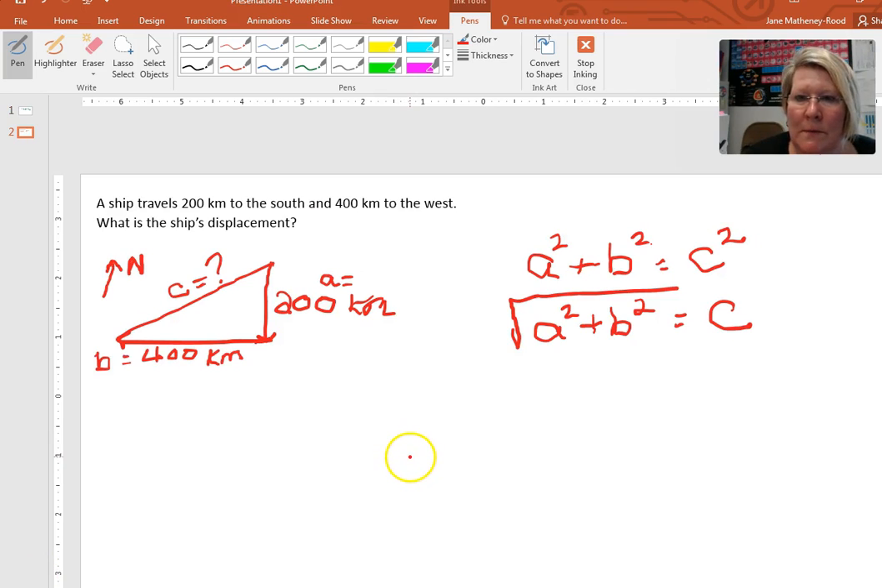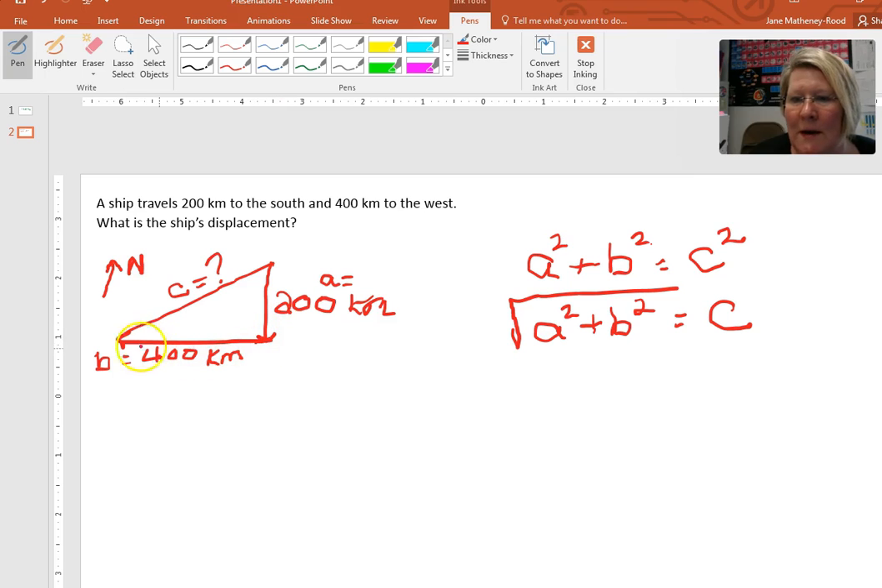In this problem, we are going to add vectors. There are two types of quantities, if you remember in lecture, scalar and vector. When we're changing directions, as we are in this problem, you cannot simply add the two distances together using normal math. So let's read the problem here. A ship travels 200 kilometers to the south and 400 kilometers to the west. What is the ship's displacement? So what we try to calculate is vector C here.